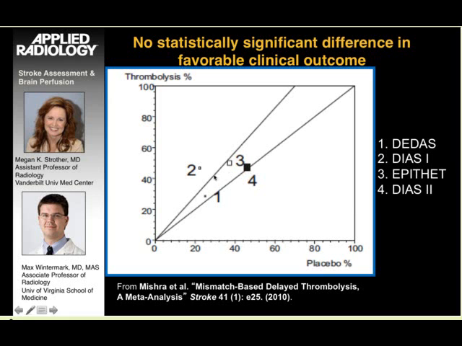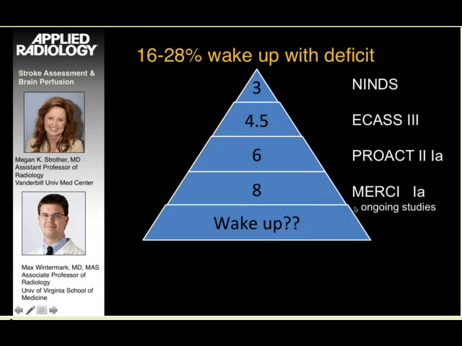When the Diaz-1 trial came out, shown here, the mismatch-based treatment algorithm appeared to improve outcome, extending the treatment window to 9 hours. However, the Diaz-2 trial here, which was much larger, did not repeat these promising results.